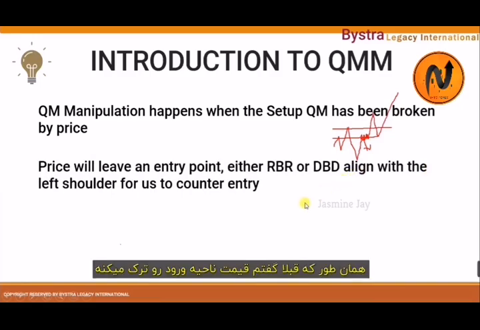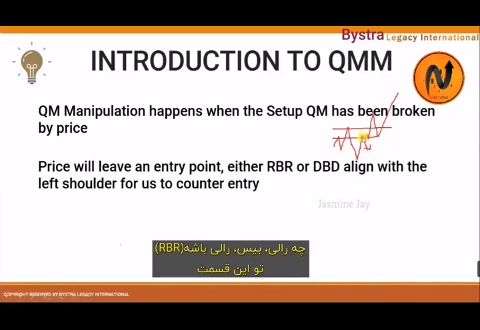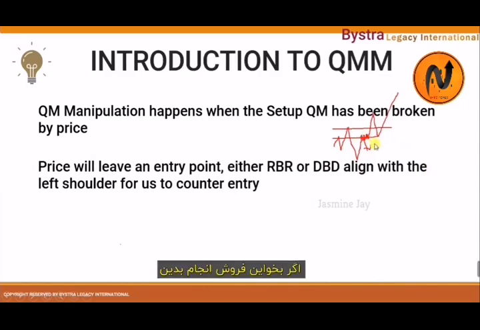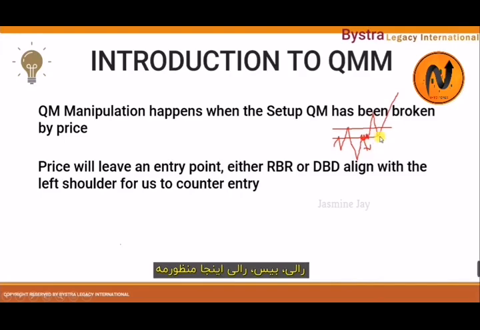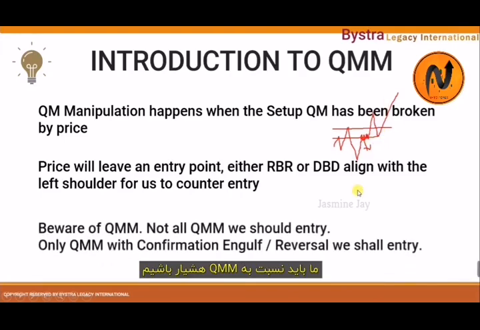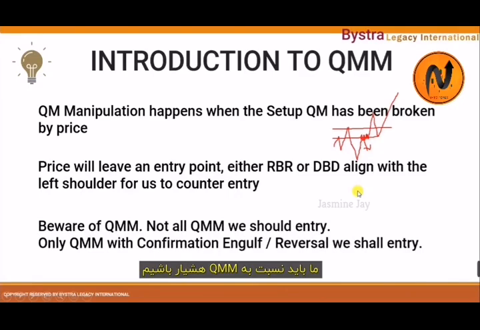As I said earlier, price will normally leave an entry point, either a rally base rally at this point, or drop base drop if you want to sell, aligned with this left shoulder for us to counter entry when price comes back to this area, this rally base rally here, and goes up. So we have to be aware of QMM. Not all QM manipulation should be entered. Only the one which has the confirmation of an engulf or reversal, then only we can enter.